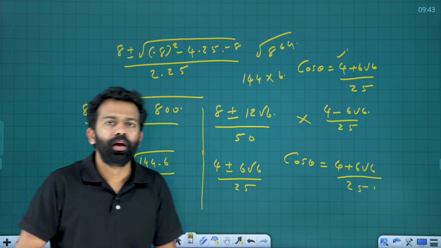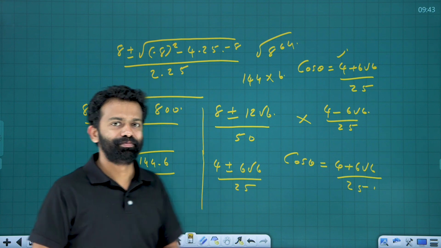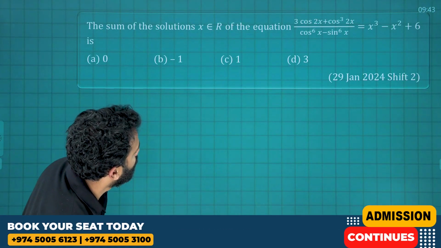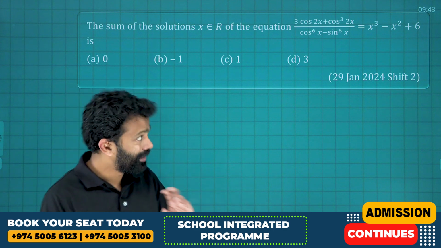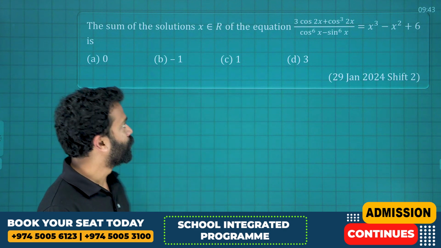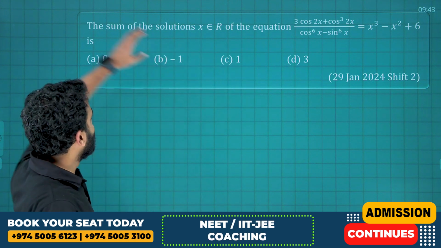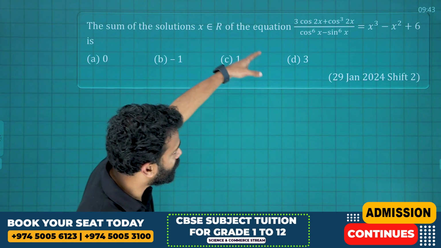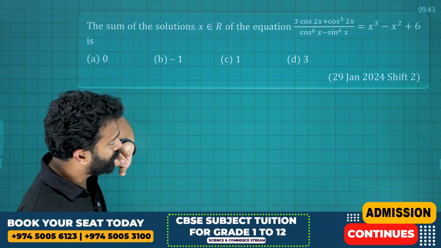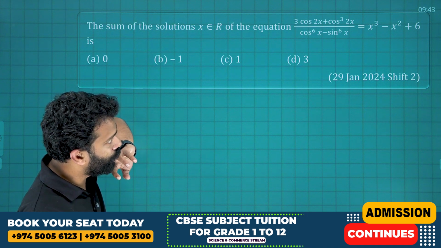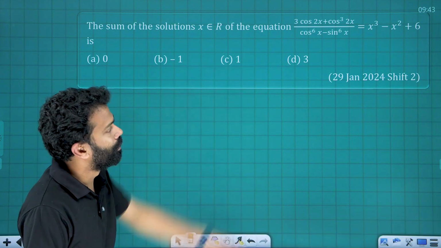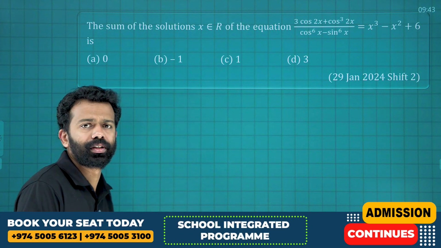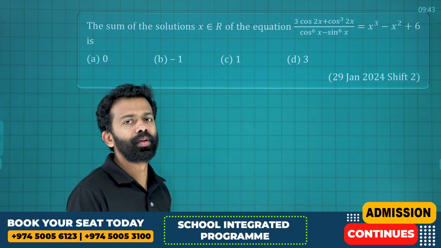And the next one. Another massive question. Appears like a massive question. So what are you going to do for this one? The sum of solutions x element of R of the equation (3 cos 2x plus cos cube 2x) divided by (cos raised to 6x minus sin raised to 6x), which is equal to x cube minus x square plus 6. And how are you going to do this question?